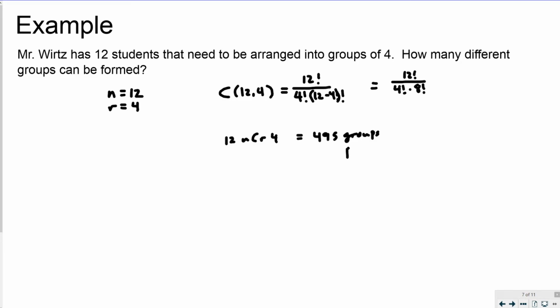possible. That doesn't mean that there are going to be 495 groups. There's only going to be 3, but what's happening is I could make a combination with all the different kids. I could create 495 different groups with those groups of 3 or 4.